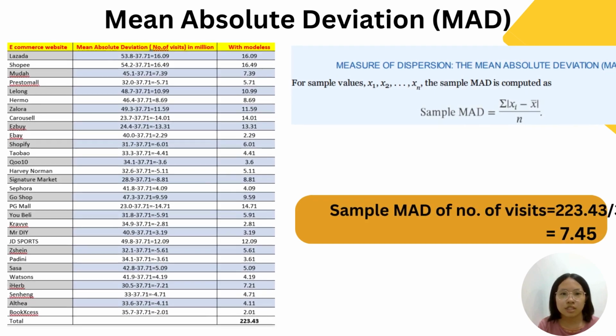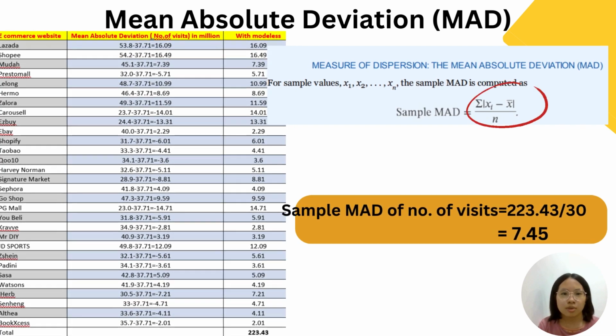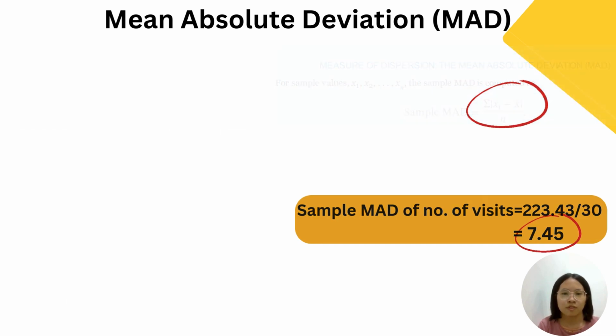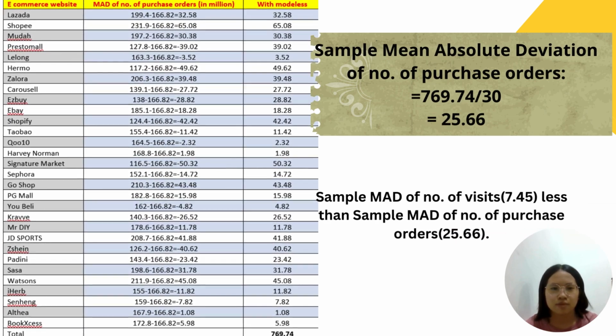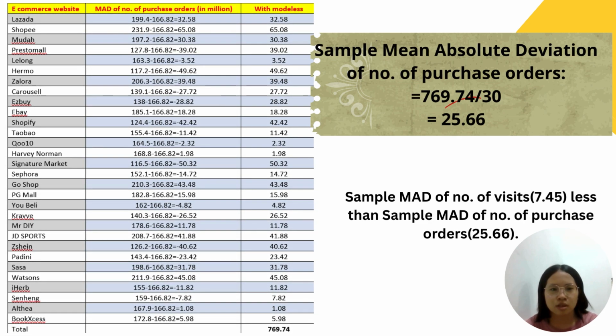Next is the mean absolute deviation, MAD. It is the average of the absolute differences between the observations and the mean. The sample MAD formula is the sum of the modulus of each data value in the set minus the mean, divided by the number of data values in the set. The sample MAD of the number of visits equals 223.43 divided by 30, equal to 7.45. The sample MAD of the number of purchase orders equals 769.74 divided by 30, equal to 25.66. We consider that the number of visits has a smaller MAD than the number of purchase orders. It indicates that it has a less dispersed data set.